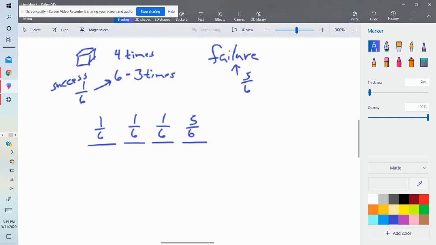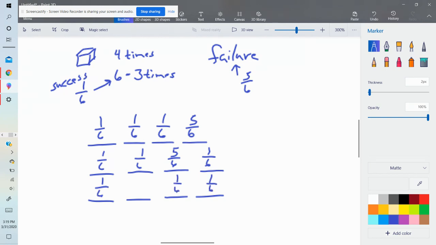But wait a minute. That's not the only way that we can roll 3 6s. Do you understand that we could possibly roll a 6 here? We could roll a 6 here. We could roll something different here and then roll a 6 on our last roll. Or we could roll a 6 here and a 6 here and here and then roll something different here. Or there's one last opportunity to do this. We could roll something different here and then roll the 6s here.